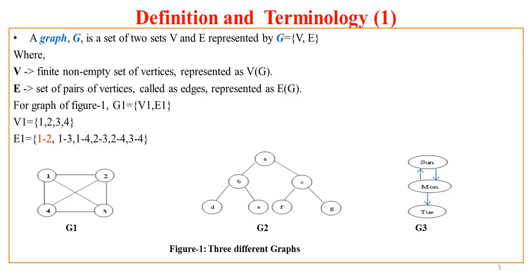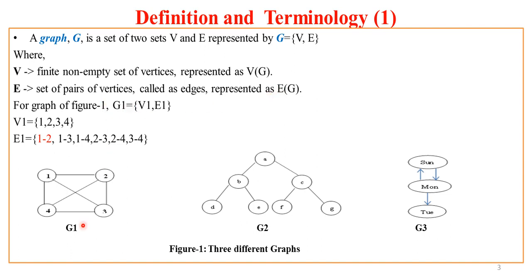Now a graph G is a set of two sets, that is V and E, represented by G, where V is a finite non-empty set of vertices represented as V of G, and E is a set of pair of vertices called edges represented as E of G. So we have two sets V and E.